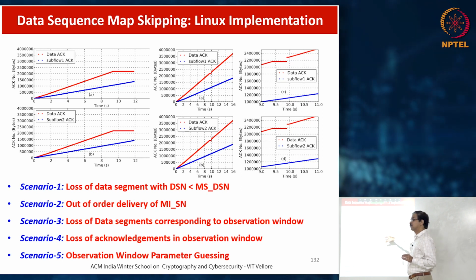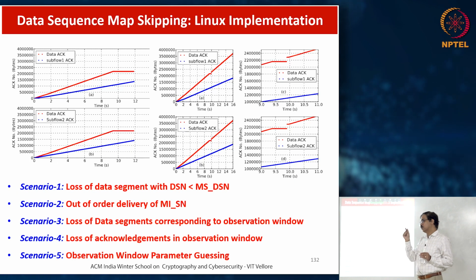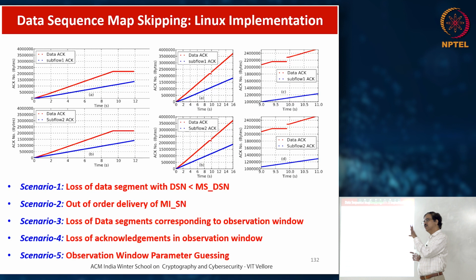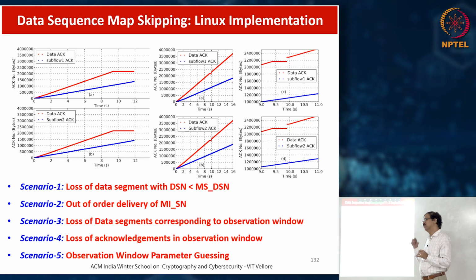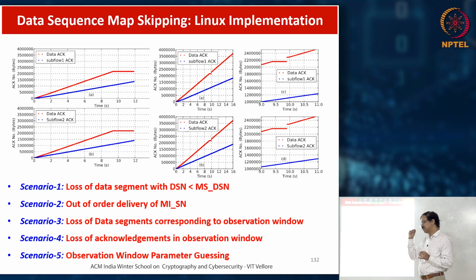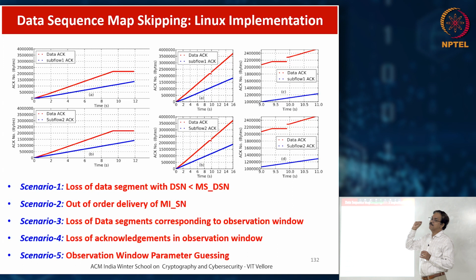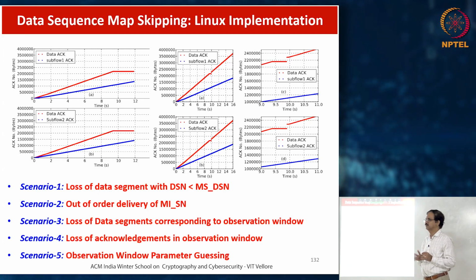And it actually doesn't even create a performance degradation, because what you are skipping is only the map. The data is already delivered. So this data will continue to stay in the buffer till the map comes. So the only problem is that there would be a small delay in terms of the MPTCP layer handing over the data to the application layer. That's all. Okay.